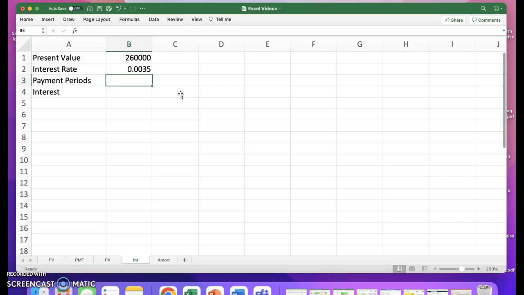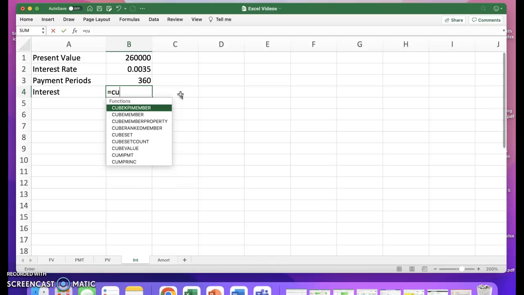The payment periods. Well, I know there are 12 payments per year because there are 12 months in a year, and I'm going to multiply that by 30 years in the mortgage. So that means there are 360 payment periods. So now I'm ready to calculate my interest. I'm going to use the cumulative interest payment function.